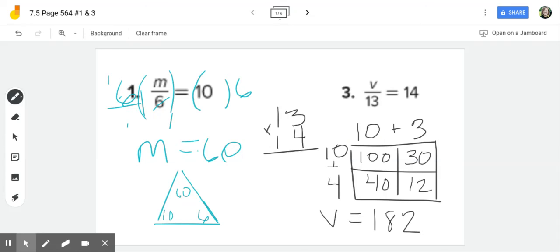Okay, so remember those inverse operations. The opposite or the inverse of multiplication is division. The inverse or opposite of division is multiplication.